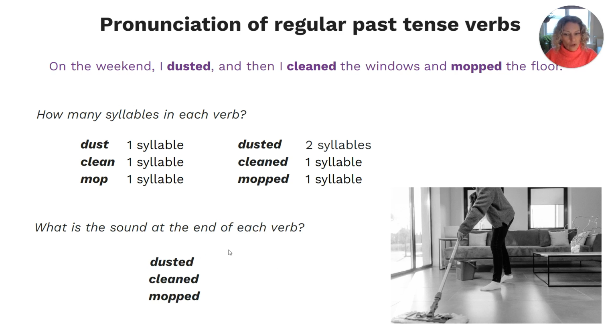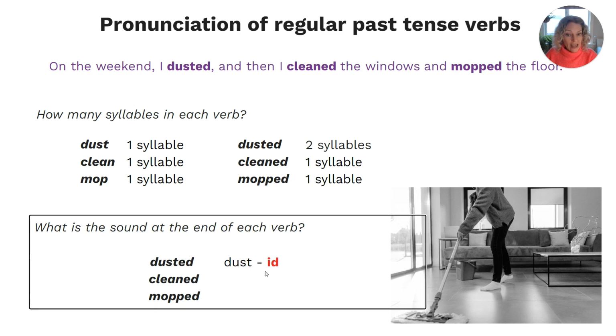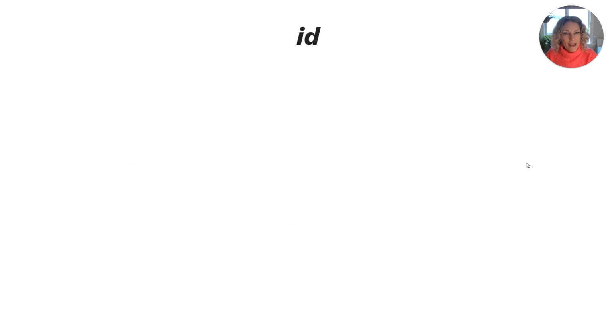So let's review those sounds that we're hearing at the end. With "dusted," we are actually hearing "id" being added to "dust." With "cleaned," the only sound we're adding there to make it past tense is a D sound. We're not adding "id." And with "mopped," the sound that we're hearing at the end is a T sound.